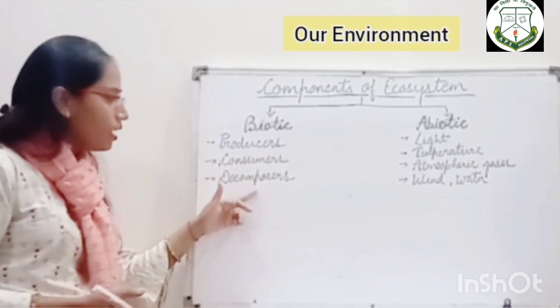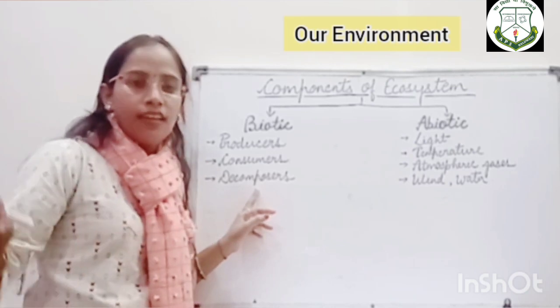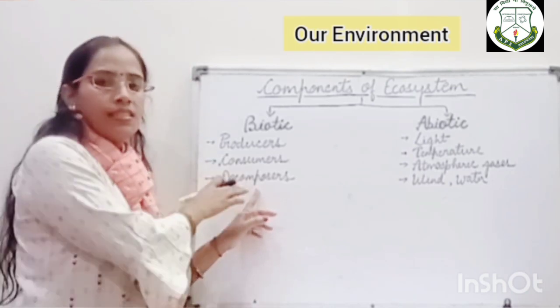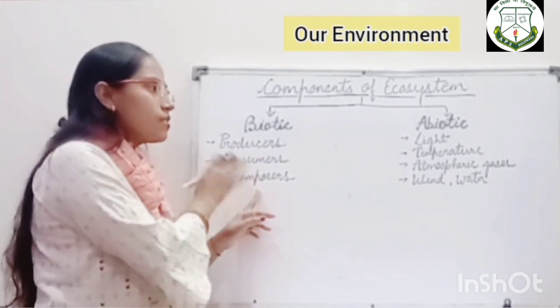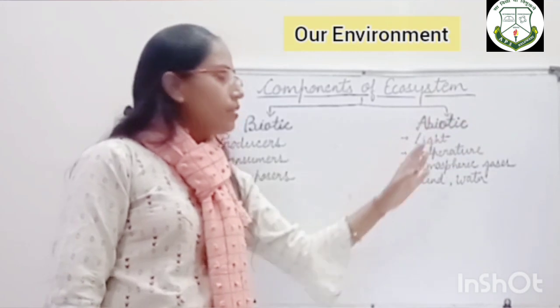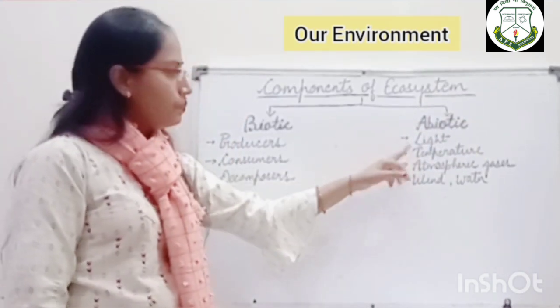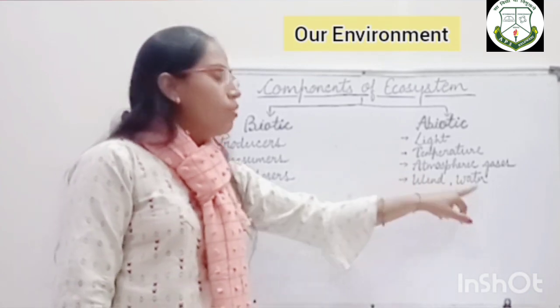The last one is the decomposers. Decomposers feed on dead decaying organisms. The major examples are microorganisms, fungi, and bacteria, which come under this category. Now the abiotic components of our environment include light, temperature, atmospheric gases, wind, water.